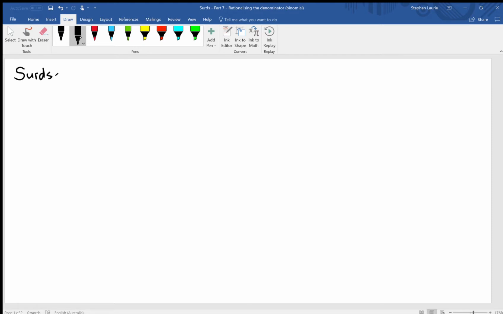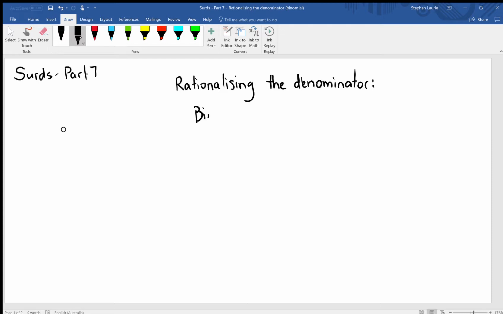This is part 7. In our last lesson, we looked at rationalising the denominator, and that's what we're going to look at today as well. However, the difference is, today we are going to be looking at binomial denominators. Can you remember what we looked at last time? Rationalising the denominator, that'll be better. We looked at monomial last time, this time it's binomial.